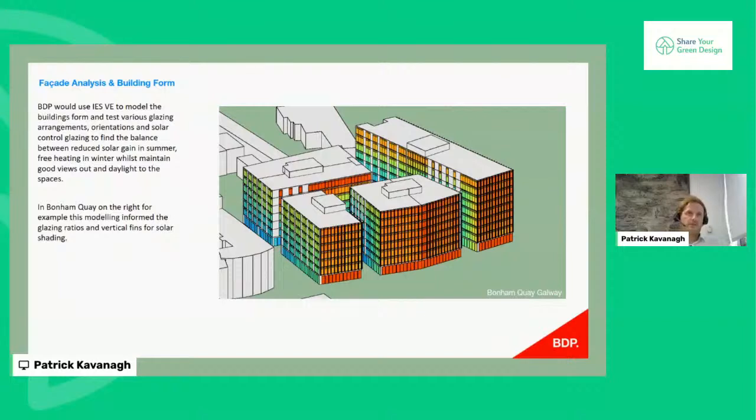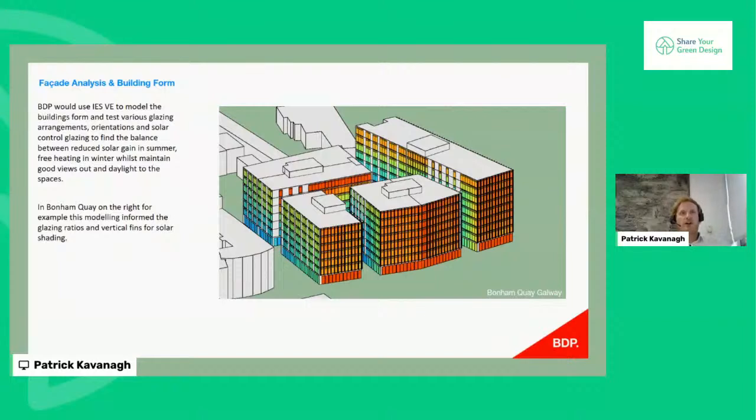BDP, back at planning stage and during scheme design, would have used IES Virtual Environment to model the building's form and test various glazing arrangements, glazing ratios, orientations, and the use of solar control glazing to find the balance between reduced solar gain in summer, free heating in winter, but also maintaining good views out to the harbour and daylight to the spaces.